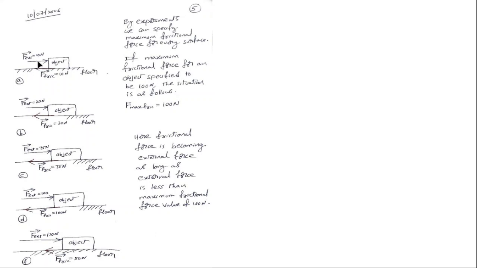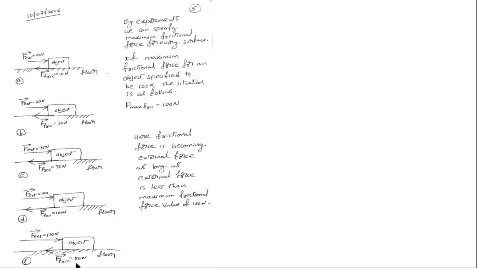Suppose you apply 10 newtons, then frictional force will be 10 newtons. If you apply external force of 20 newtons, then frictional force will be 20 newtons. If you apply external force of 75 newtons, then frictional force will be 75 newtons. If you apply 100 newtons of external force, frictional force will be 100 newtons. But remember that 100 newtons is maximum frictional force. Once you apply external force greater than maximum frictional force, suppose external force of 120 newtons, then friction force suddenly decreases to a smaller value of 50 newtons.